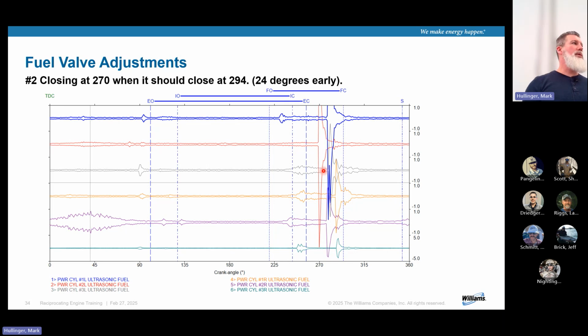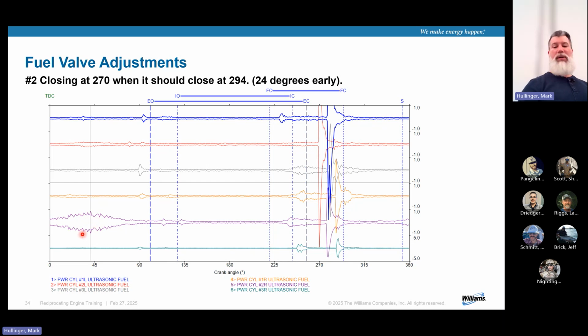So what about this one? Tell me about the fuel valves. Yeah, timing's off. And when you say timing, it's the timing of the fuel valve, not the timing of the engine. What's your data? Your data is wrong. Yeah, so this one is way early, 24 degrees early. It's all over the place. So you've either got something broken or someone adjusted them differently and didn't take heed to make them all the same.